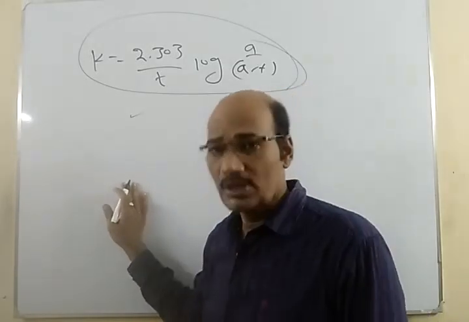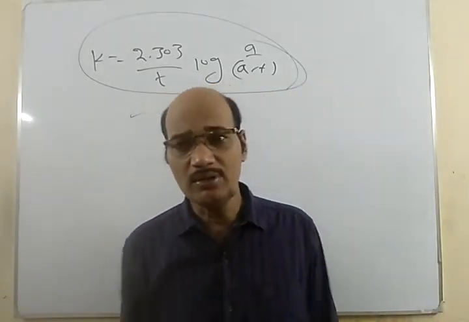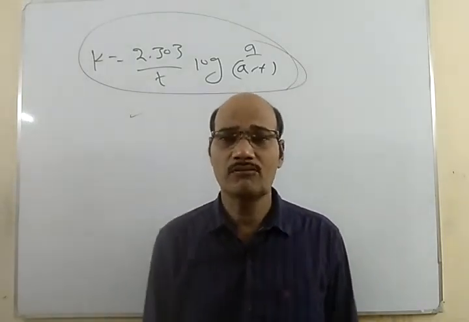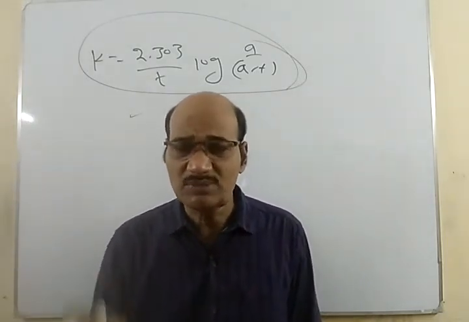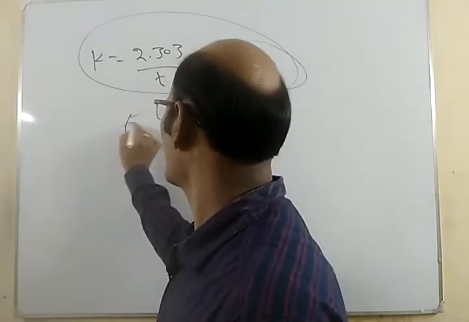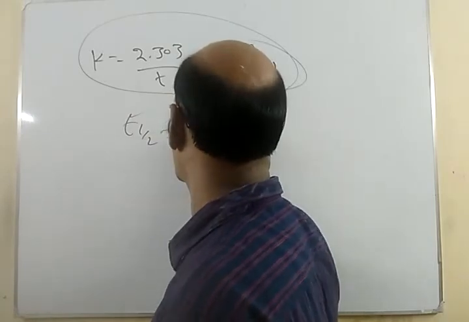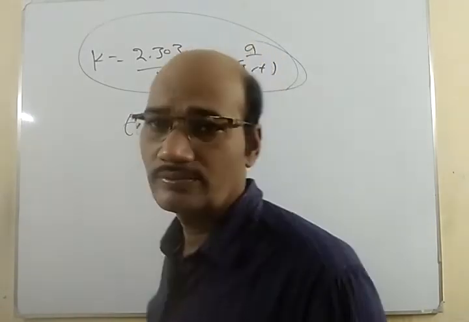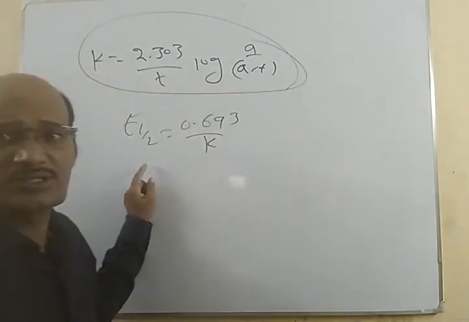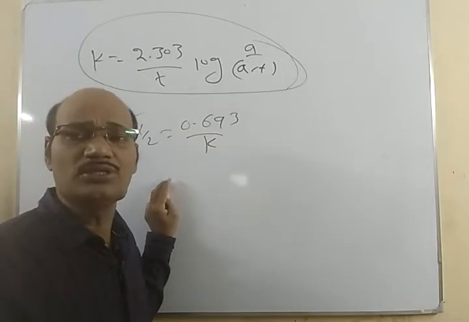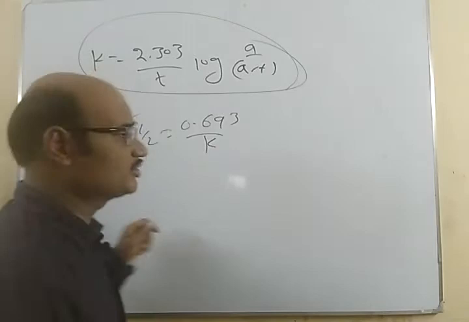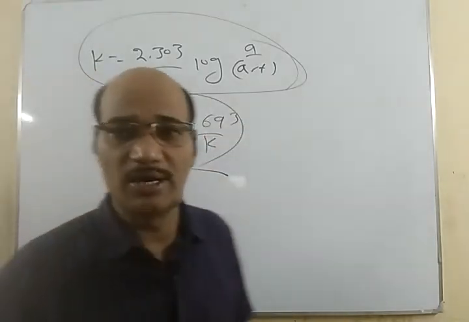We also discussed the half life period of the first order reaction. We deduced the expression for the half life period of a first order reaction: t half is equal to 0.693 by k. And we have seen that the half-life period of the first order reaction is independent of initial concentration. That also we have discussed, and we also discussed some numericals based on this half-life period.